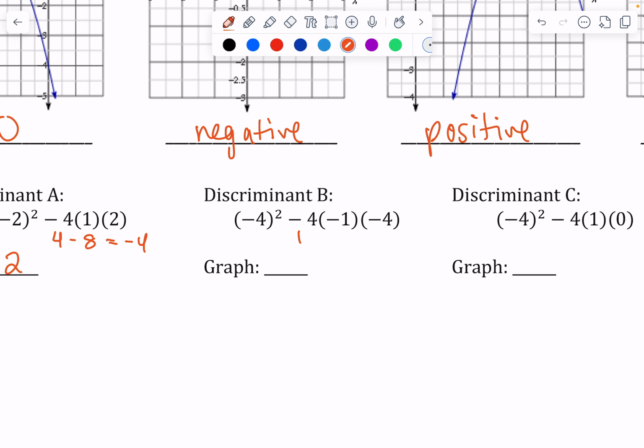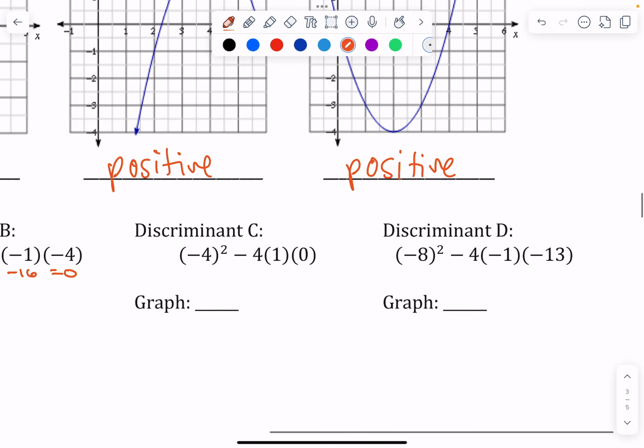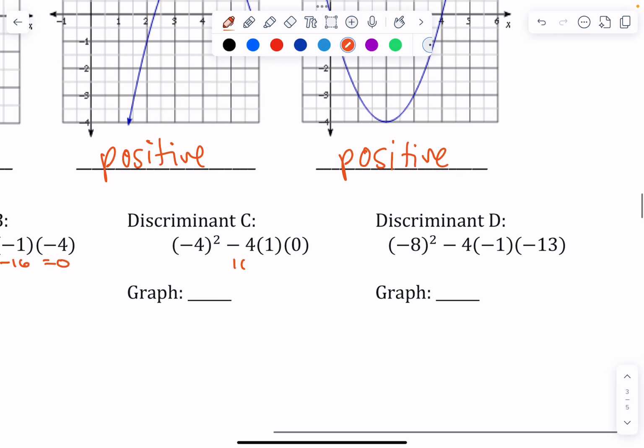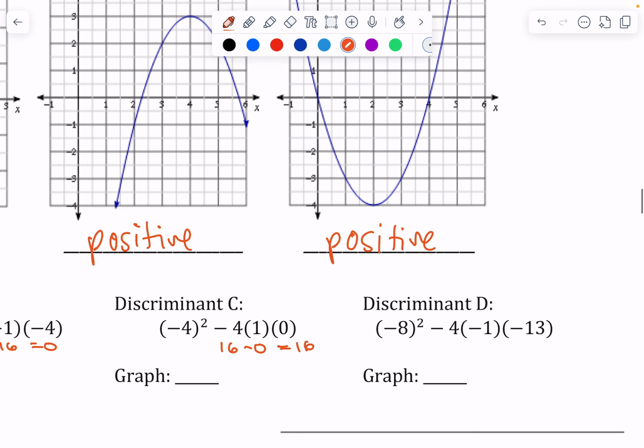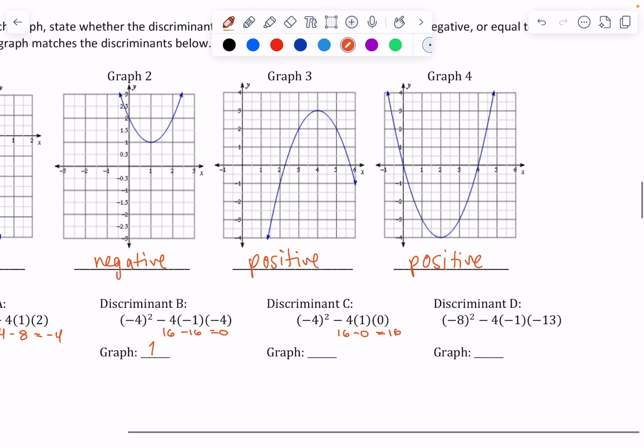For B, you get 16. That's going to be plus 16 minus 16, so you get 0. So that has to correspond with the first graph. For C, you would get 16 minus 0, which is just 16. So that could be the third or the fourth. So how would you figure it out?